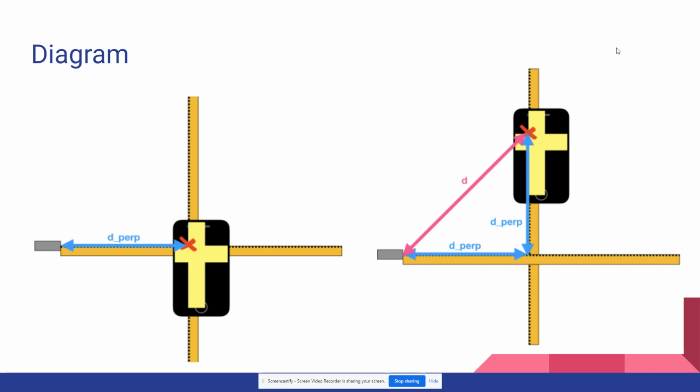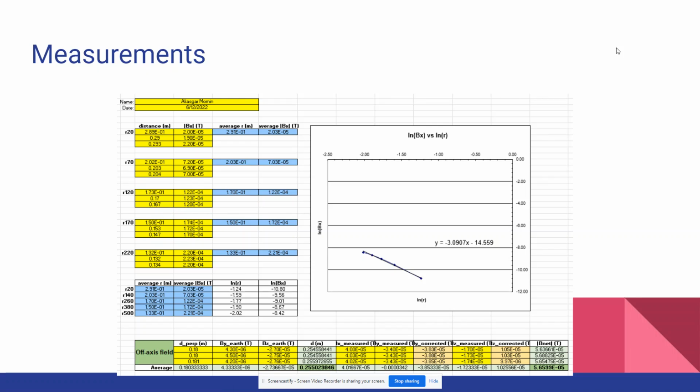The phone was first directed at magnetic north in an effort to create a zero value for the x component of the readings for this lab without the magnet. The data for the on-axis is on the left, and that was linearized and plotted according to the Biot-Savart law, and the off-axis data was used to compare with the Glowscript model.